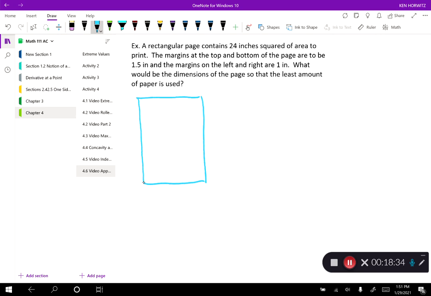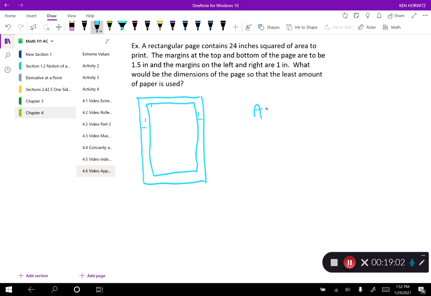There's my paper. Now remember, not every inch of this paper is printable. So I'm going to make a smaller rectangle of my printable area. And then we can see the margins at the top and bottom, the margins on the left and right, and we know the values there. So if the left and right are supposed to be 1 inch, 1 and 1, that means that's a total of 2.